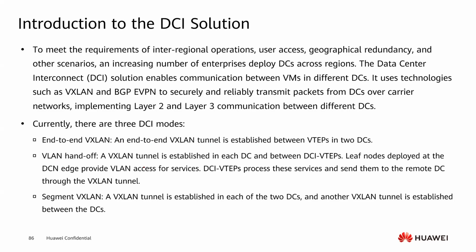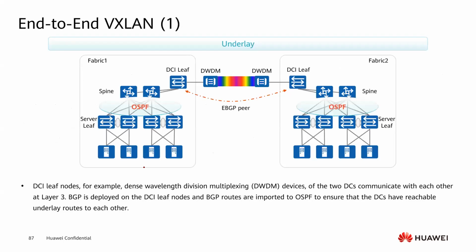VLAN handoff means that between the VXLAN domains, the packet will leave the VXLAN domain, go into the VLAN domain, and then re-enter the VXLAN domain. That is VLAN handoff. The last one is segmented VXLAN. It means between the two DCs we will use a segment, and inside each DC itself we will use a segment. So we will have three segments to finish the VXLAN DCI.